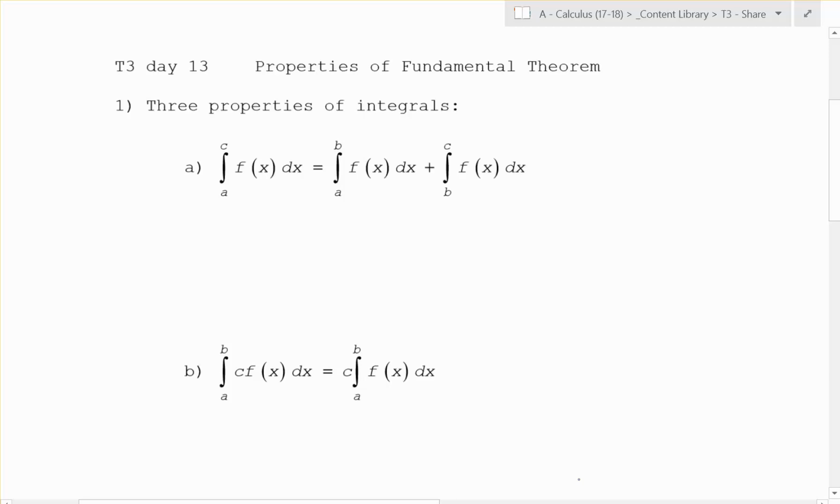P3, day 13 of calculus. Today we're going to talk about some of the properties of the fundamental theorem of calculus. So first is the one where you can break apart an integral. You can break apart an integral.